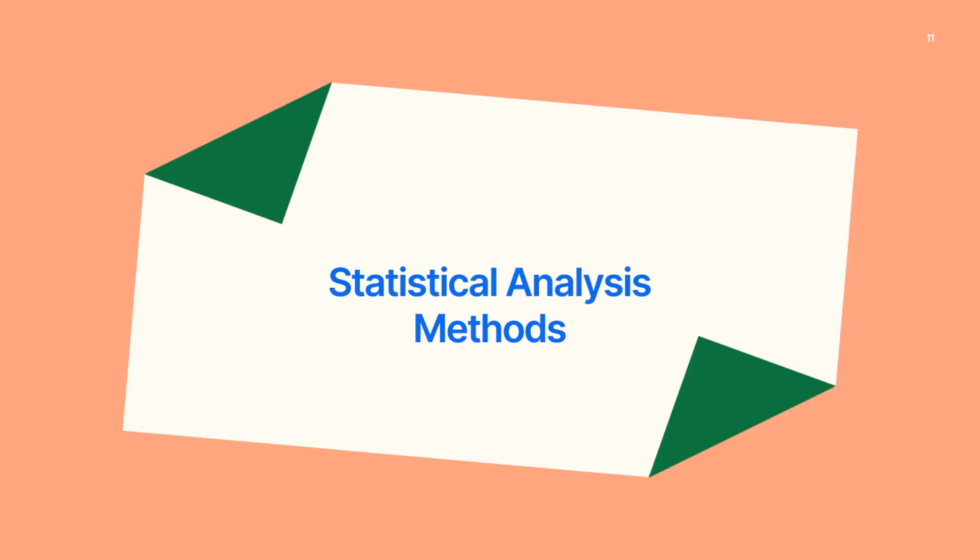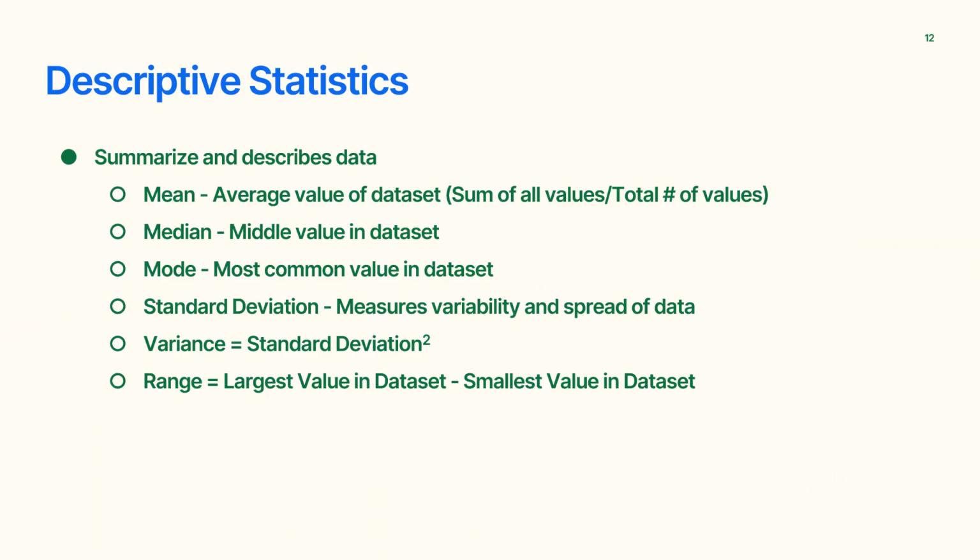Talking about some of the methods that you can use for statistical analysis. So first, you can use descriptive statistics. Descriptive statistics summarize and describe data sets. Some of the descriptive statistics that are commonly used is the mean, which is the average value of a data set. You calculate that by taking the sum of all values and dividing by the total number of values you have.